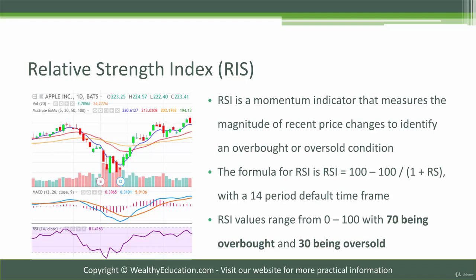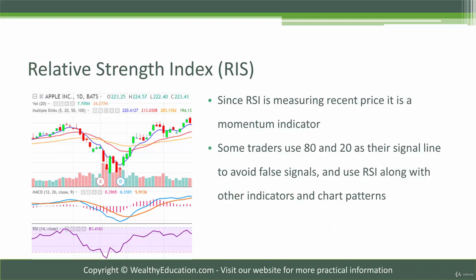The values for the RSI range from 0 to 100, with 70 being overbought and 30 being oversold. So anything over 70 or below 30, we're looking for a trend change. Since RSI is measuring recent price, it is also a momentum indicator, just like our other EMA indicators and the MACD. The RSI indicator can give false signals, just like we saw with the MACD in our last video.